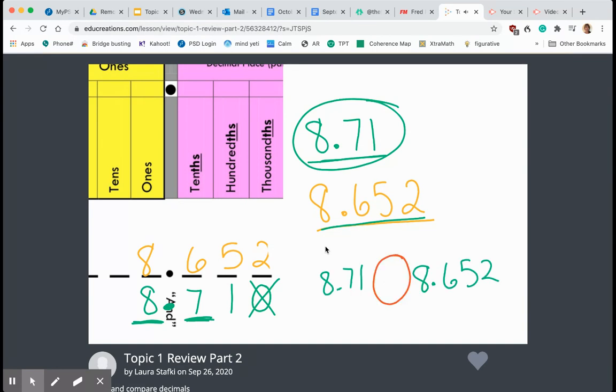Okay, so if I'm going to do my little greater than, less than, or equal to symbol, I am going to pretend that I have my crocodile because I still like to go back to that. And my crocodile is going to eat my 8 and 71 hundredths. And then just for fun, I like to change it into a little crocodile about to chomp that number.